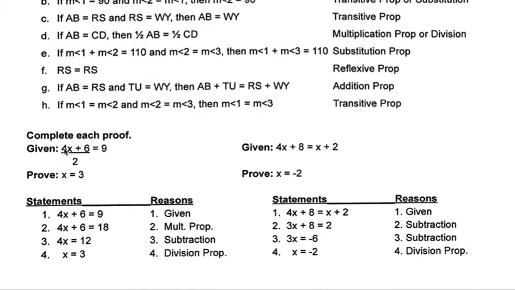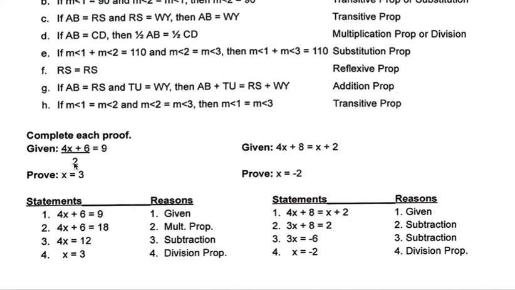It's given with this start of the equation: 4x plus 6, the whole thing divided by 2, equals 9, and then prove that x equals 3. Oops, I forgot to divide it by 2 in there on my original problem. Forgive me, please. But you always write down whatever you started with and you write given. Then you start doing the math.